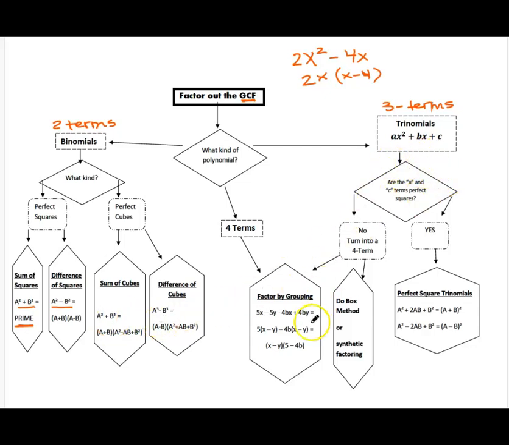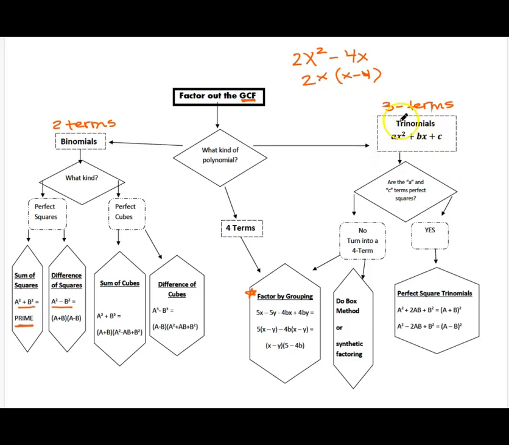Now we did stuff before on 3.5 where we talked about factor by grouping. So notice if I start off with a 4-term polynomial, you're going to usually want to do this factor by grouping. Again, this isn't all the time, but most of the time when you have 4 terms, that's going to be the way you're going to want to do that.